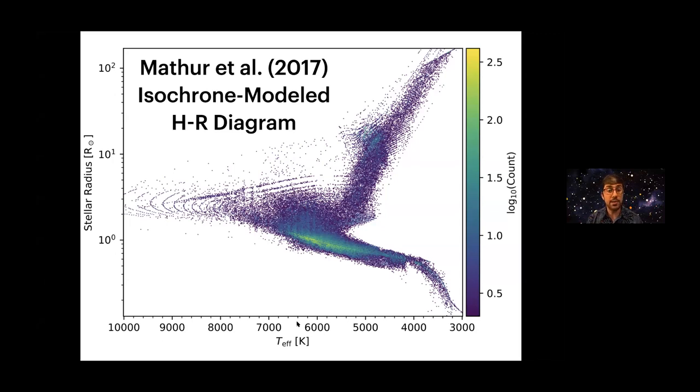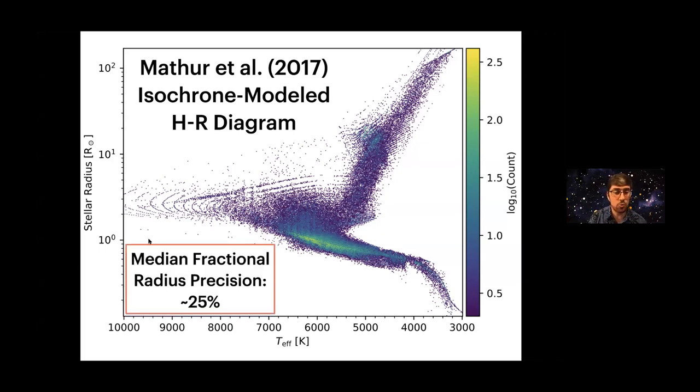Now keep in mind, this is before Gaia DR2 came out, and therefore the vast majority of the constraints on these stars were actually photometric, which led to median fractional radius precisions of about 25% or so. And you might be able to notice a few interesting looking areas of this diagram.